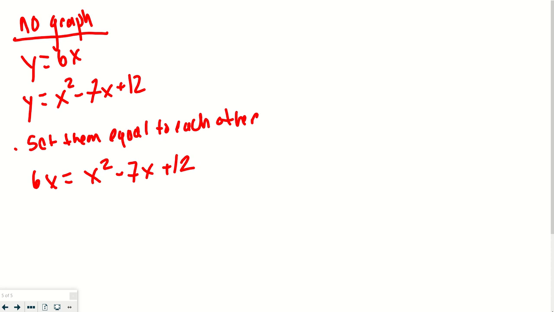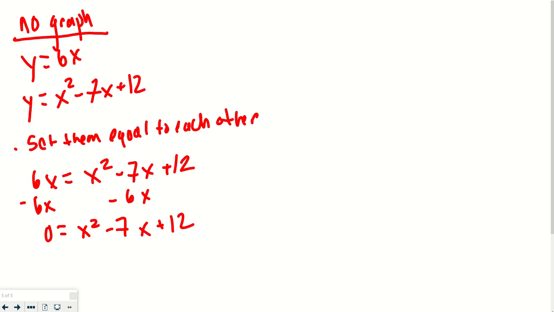We want to see what x values make these the same. So to me, I think factoring would be easier. So let's check that. So let's subtract this, and we're gonna set this equal to 0. So we're gonna subtract this from both sides. So now I have 0 equals x squared minus 7x plus 12. So now, okay, we're going to factor this and set it equal to 0.